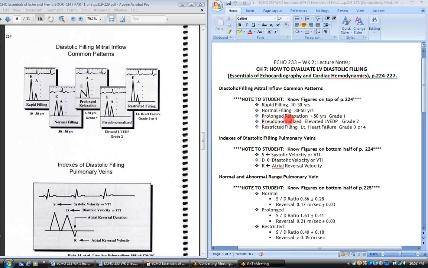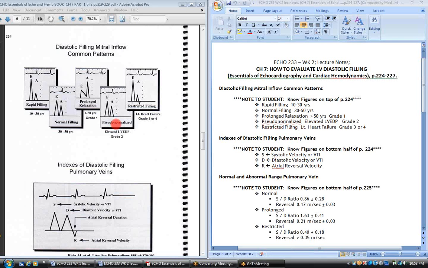Then you have what's called pseudo-normalized. Pseudo-normalized is referred to as grade 2. What that is, basically, on the face of it, looks like a normal filling pattern. However, you'll have some other issues that will come along that will indicate to you that it might possibly be a pseudo-normal instead of normal.